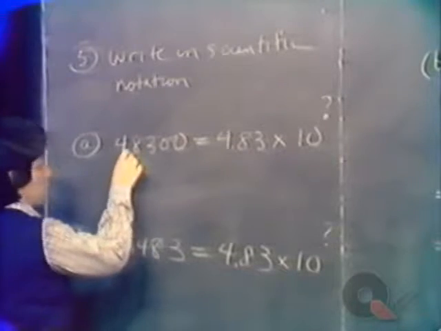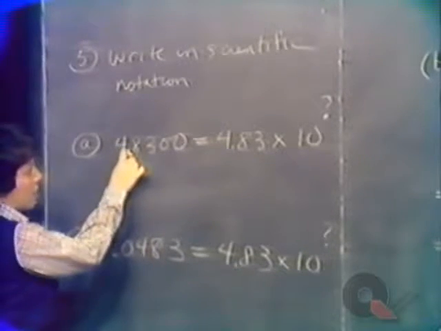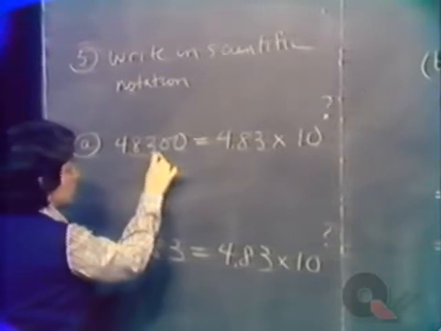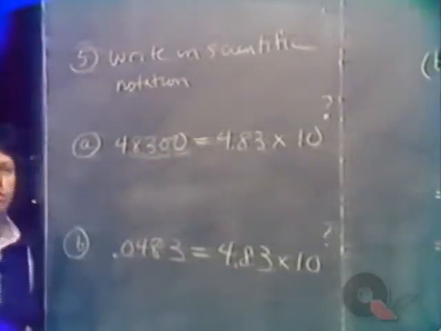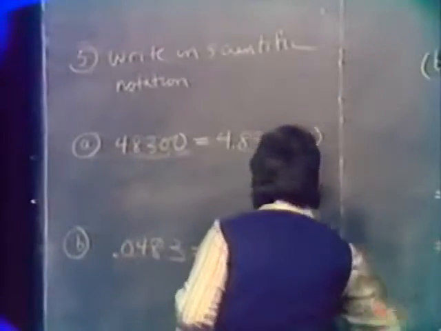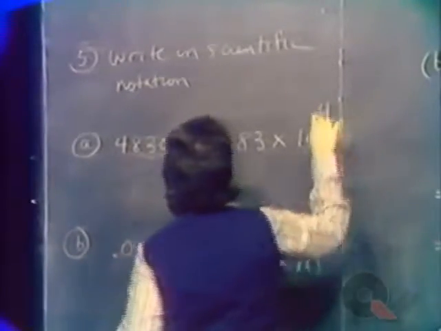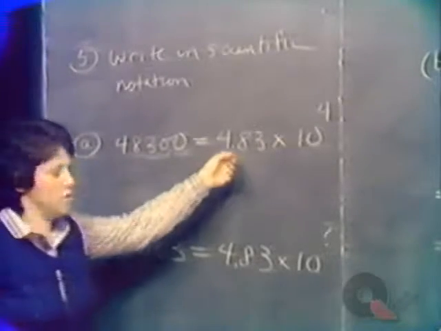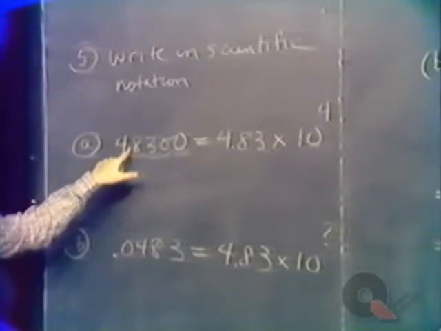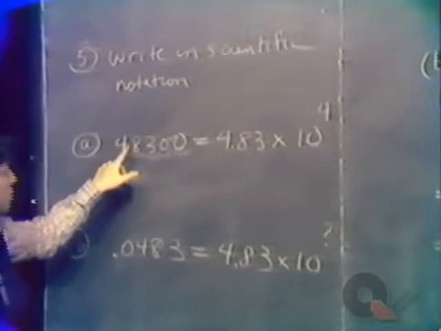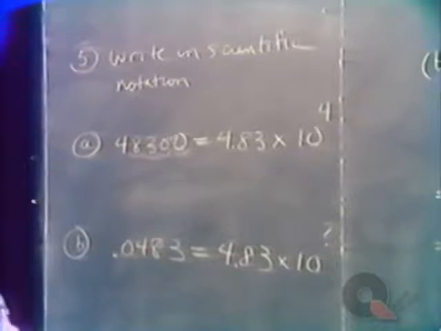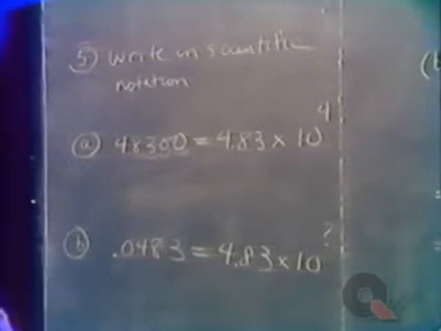4.83 would be like so. What do we really want? 48,300. So the decimal place would have to move once, twice, 3, 4 times to the right. So this is going to be multiplying by 10 to the 4th power. You say to yourself, what is 4.83? It's over here, and you wanted 48,300. So you'd have to move the decimal 1, 2, 3, 4 places to the right. So you multiply by 10 to the plus 4 power.